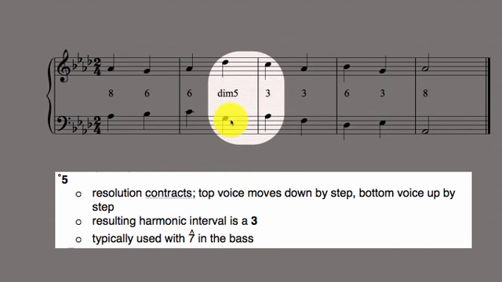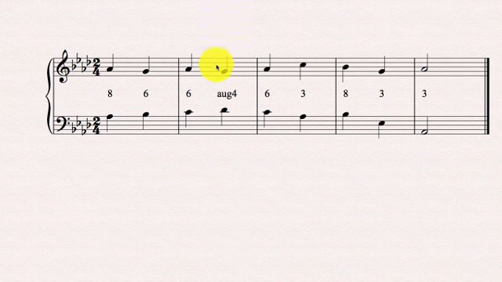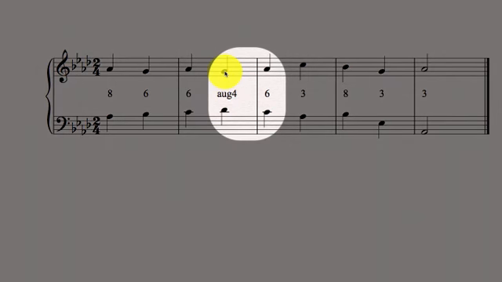This interval works particularly well when those scale degrees are used to create your diminished fifth and then the resolution to a third. Very similar to the diminished fifth, we can have its inversion, the augmented fourth. As I've done in this example, I've simply moved the G and the D flat and had them switch places. Now the D flat's on the bottom and the G's on top.